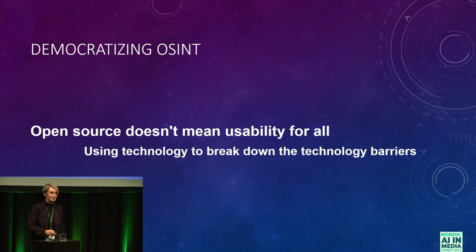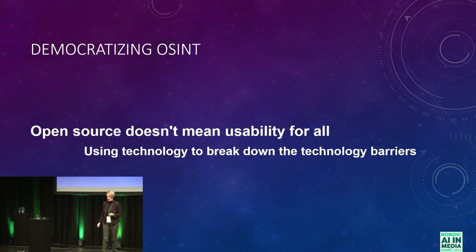For me, my mission is to democratize OSINT with the tools. Even though it is open source, it is not available for everybody because of the technical barrier. As I said before, journalists tend to take much pride in the traditional ways of doing it. But I must say, I am truly happy that we have generative AI right now, so that we can use technology to break down the technological barrier. Thank you.